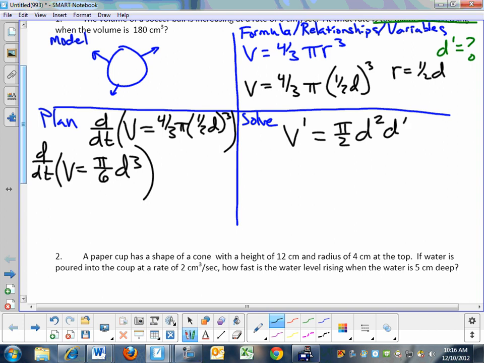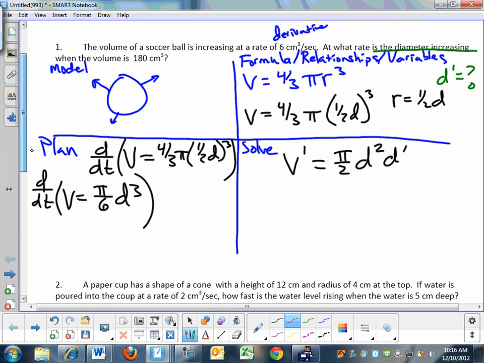Let's fill in the blanks. We need to solve for D prime. What is V prime? It tells me the volume of a soccer ball is increasing at a rate. So this is my derivative of volume. It's increasing at a rate of 6 cubic centimeters per second. So I have 6 is equal to pi over 2 times, do we know the current diameter? No.